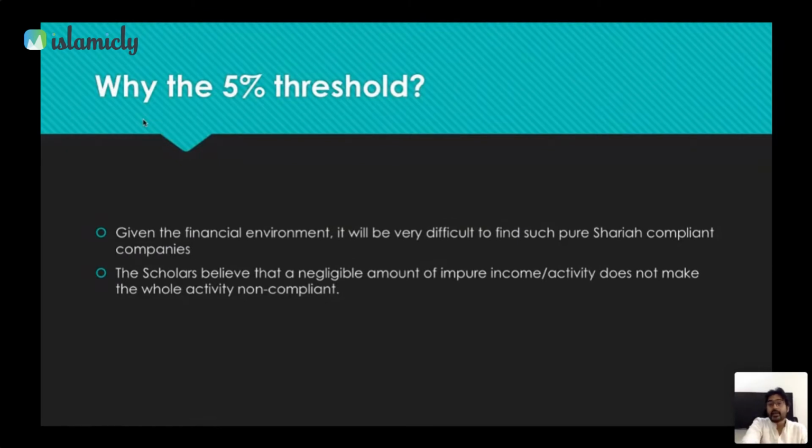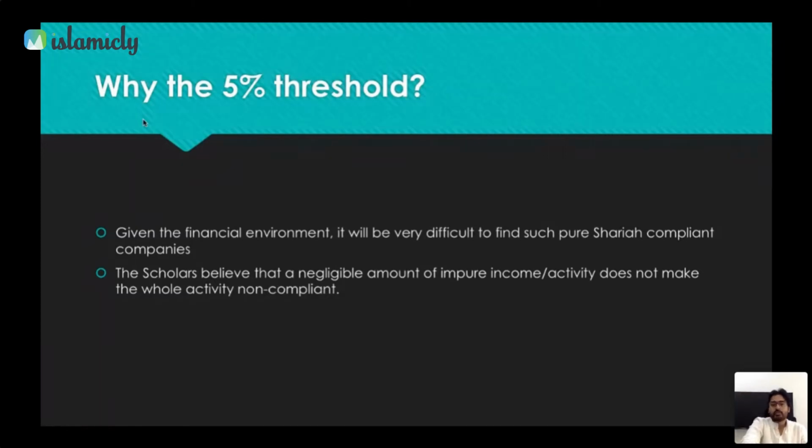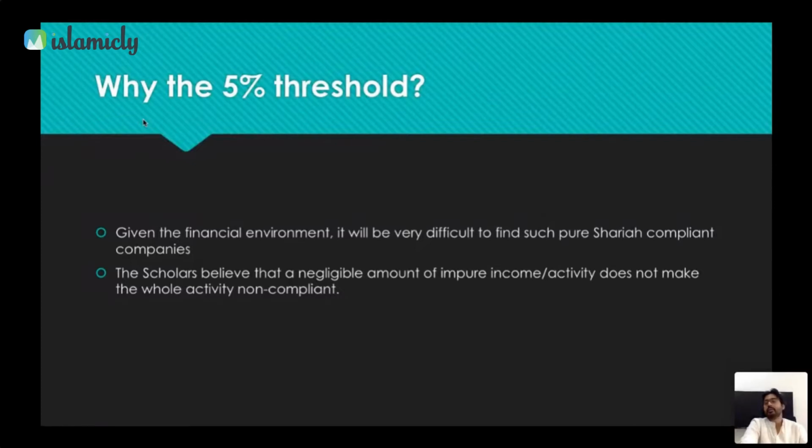Now, there's another thing that the scholars believe, that a negligible amount of impure income or activity does not make the whole activity non-compliant. You got the point? So if a company is getting less than 5% of its operating income from a non-permissible activity, then 95% is good revenue. So it does not taint the entire company, because the entire company is largely of a compliant activity. Hence, this tolerance is also permissible.